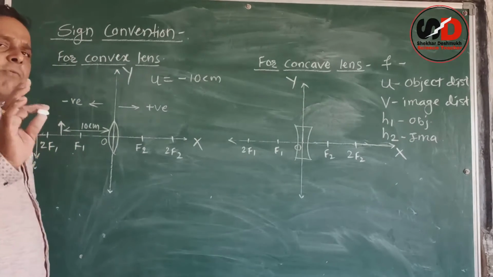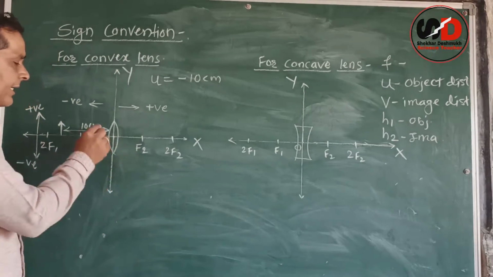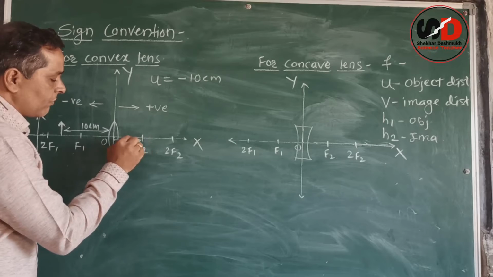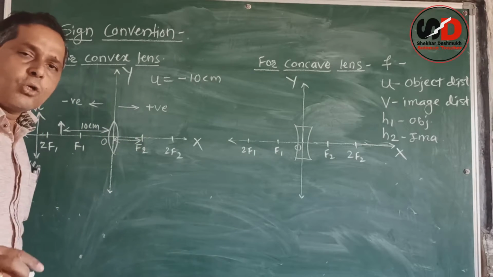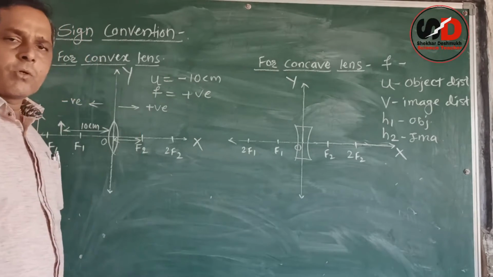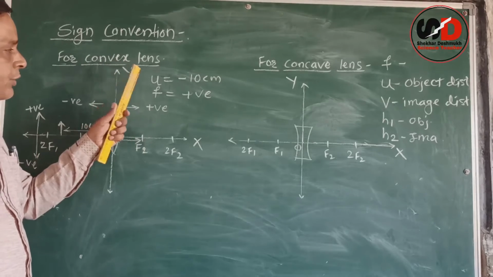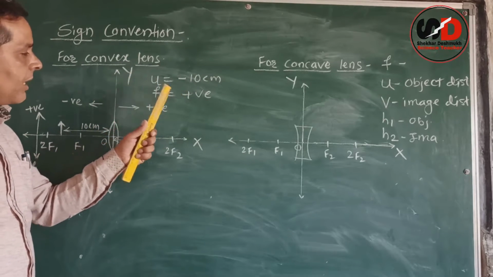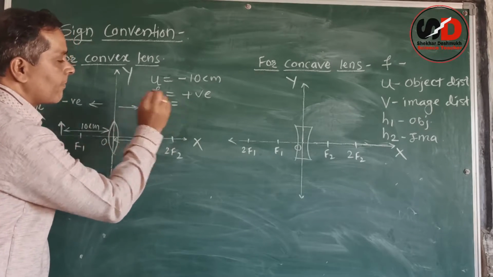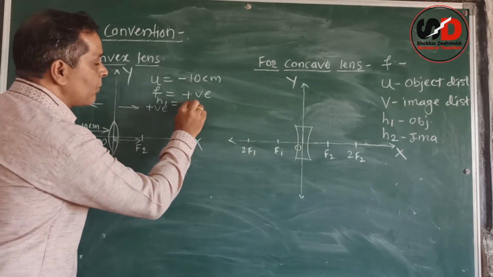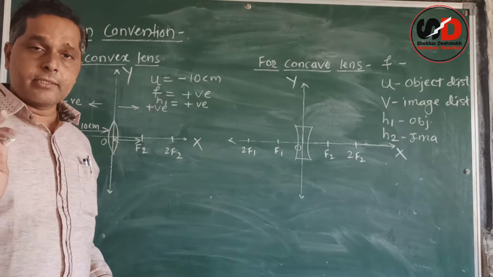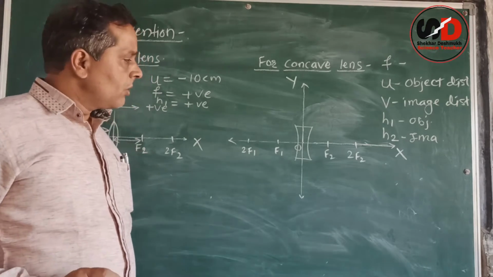Second thing, we know a convex lens is a converging lens, and therefore the focal length of a convex lens f is always positive. I am writing here, for convex lens, u is always negative, f is always positive, height h1 is always positive because the object is always taken upright, above the principal axis.